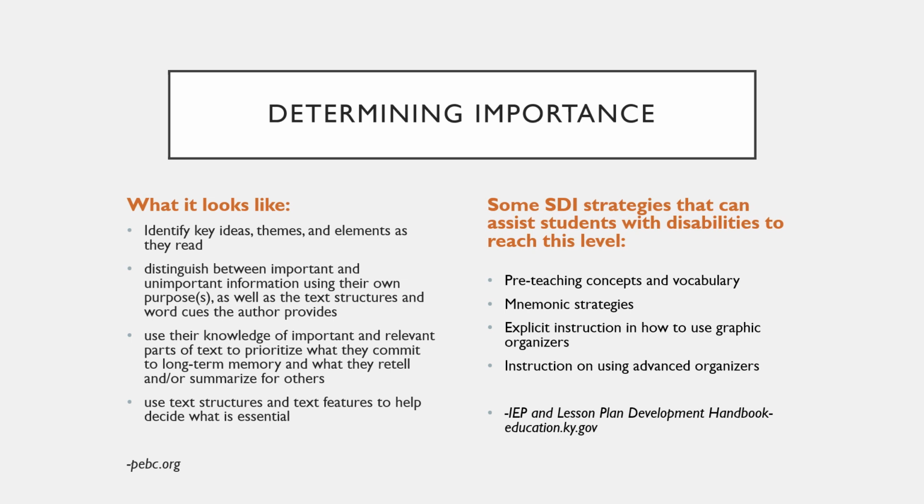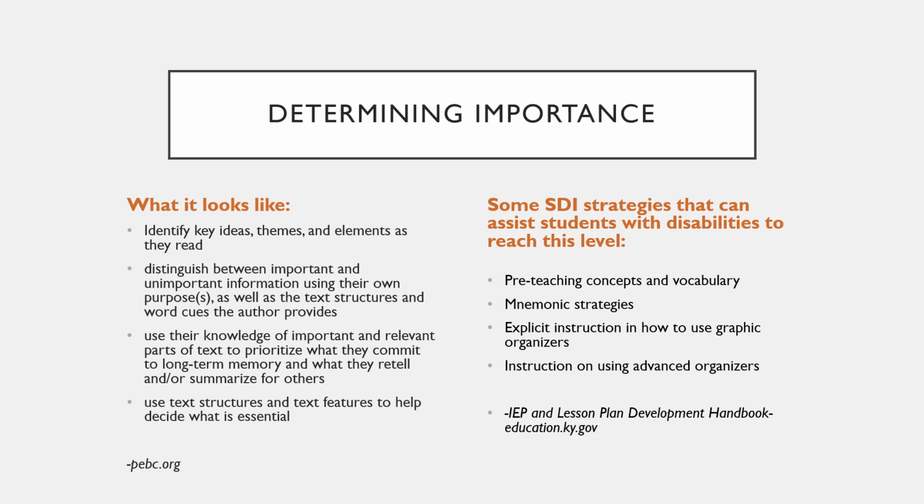They can also use text structures and word cues from the author. They're able to determine what's important enough to keep in long-term memory and what they're going to retell or summarize, and the use of text structures and text features. So some strategies that you can use to help with our kids is to pre-teach those concepts and vocabulary, because if there's words in that text that they don't even know what it means, then they can't determine if that's important or not if they don't even know what it is.